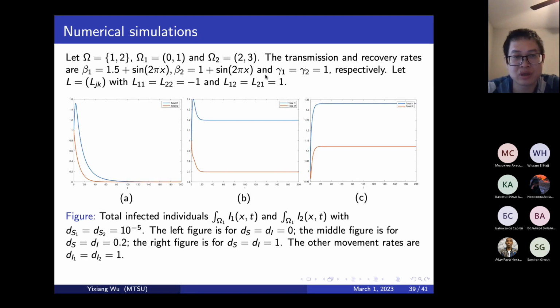Now I'm showing some figures here. We are doing a numerical simulation with only 2 patches. Just 2 patches, and the transmission and recovery rates are beta and gamma, and the matrix L is symmetric. What we are showing here is the total number of infected people in the 2 patches.